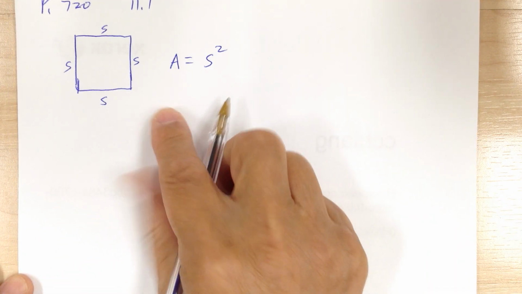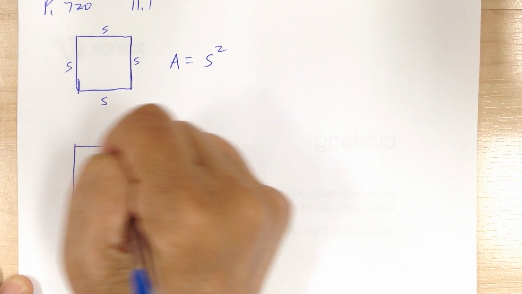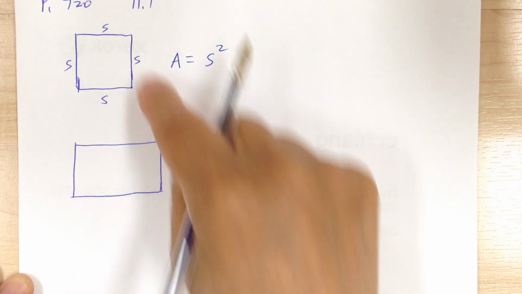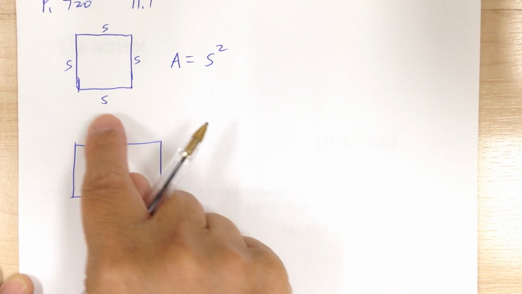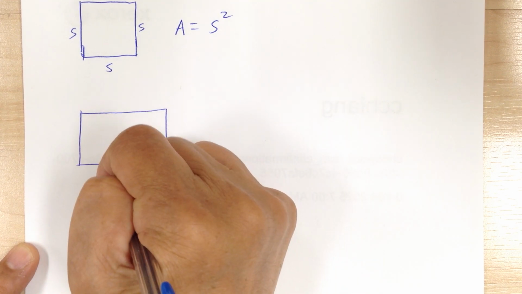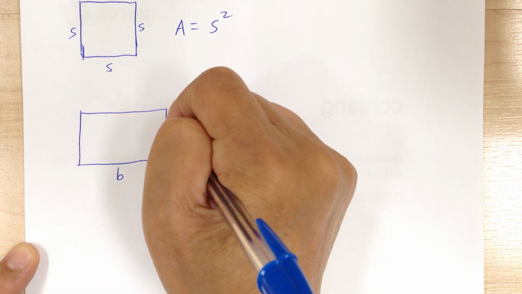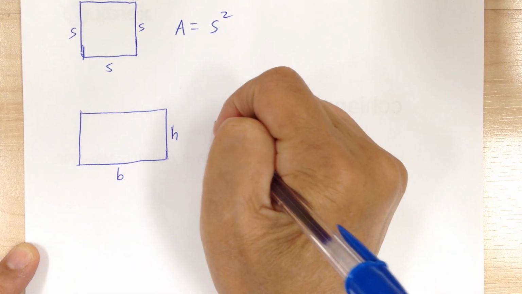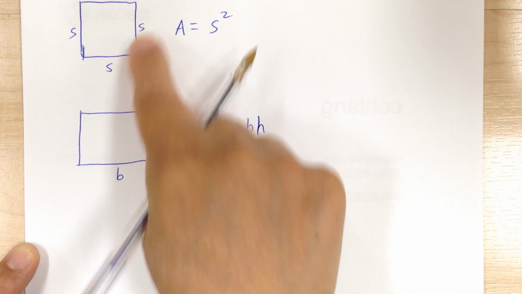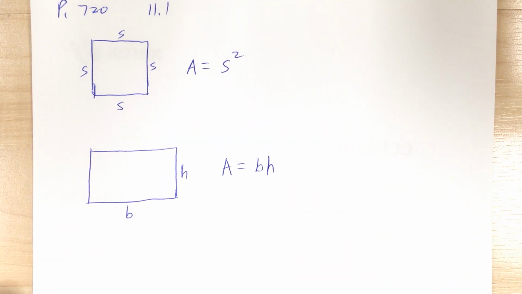Okay? So next we're going to find the area of a rectangle. Now the rectangle is kind of just like the square. You just use the side times side. But for the sides over here, this normally is called the base, and this is normally called the height. So for the rectangle, the area equals base times height. Okay, so these two are very straightforward, very simple.